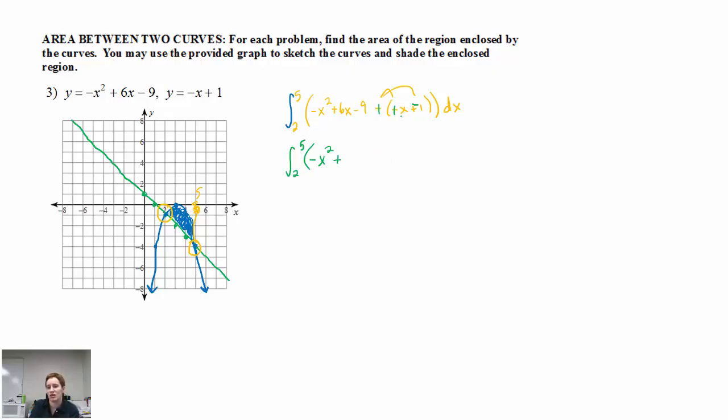So we're going to do 6x plus x, which is 7x. Negative 9 minus 1 is negative 10. Negative 9 plus a negative 1 is negative 10, not a positive 8. We're going to power rule this now. So we're going to add a power and divide, which means that we will get negative x cubed over 3 plus 7x squared over 2 minus, we take that 10 and put an x with it.